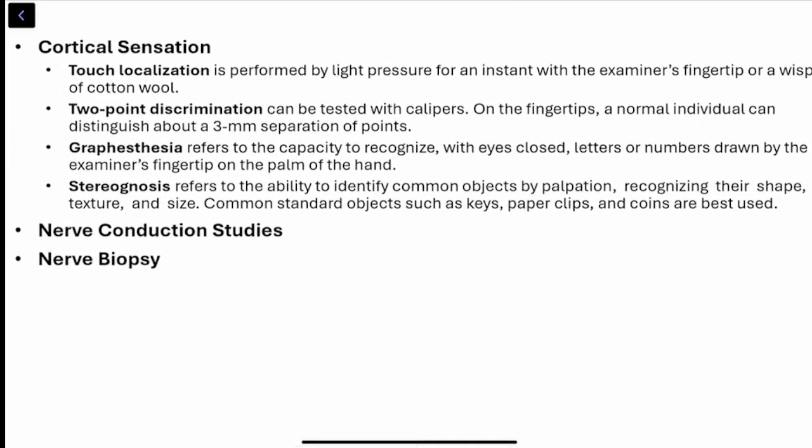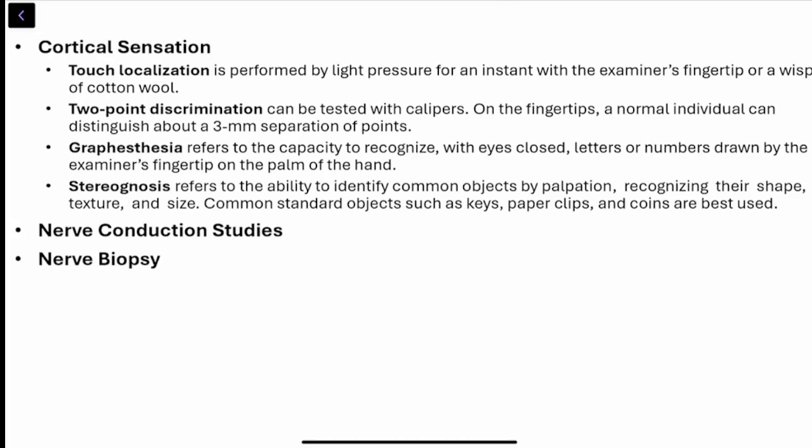Cortical sensation, this is a kind of special sensation. Special, I mean to say, it is a more advanced sensation. It is directly controlled by our cortex. Our cerebral cortex is responsible for sensing these sensations, right?